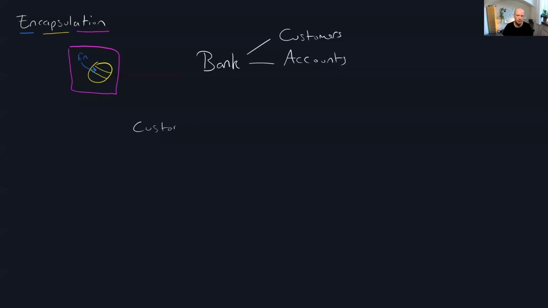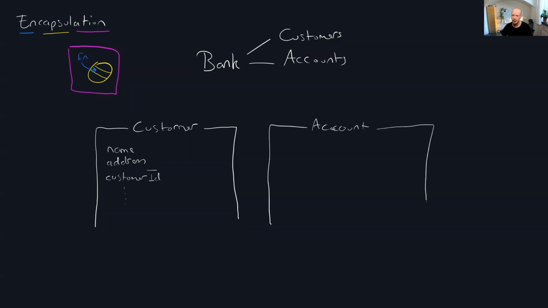So customer, well, we create our class for this, and we can think of some fields. We probably have the name of the customer. We probably have maybe some personal information like their address. And then there might be maybe like a customer ID or something, so we can identify them and so on. And then we have our account.